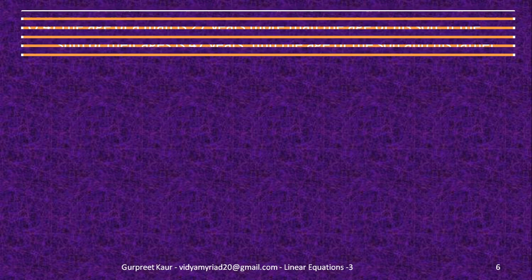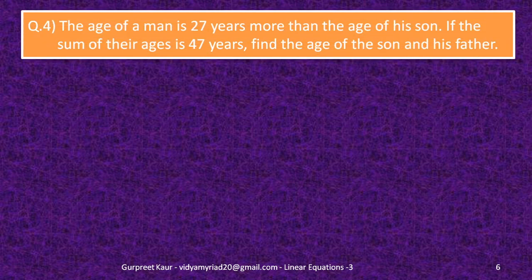Next question. Question number 4. A very interesting case is given here now. The age of a man is 27 years more than the age of his son. Okay. So, there is a man and there is a son. Man is 27 years more. Now, for example, I say, I am 10 years elder than my sister. So, if my sister is 10 years, I will be 20 years. Okay, like that. So, here we don't know what is the age of the son. So, what I will do, I will assume son's age as x.